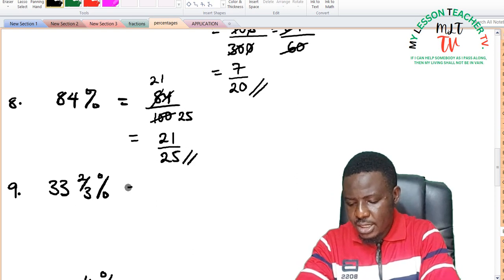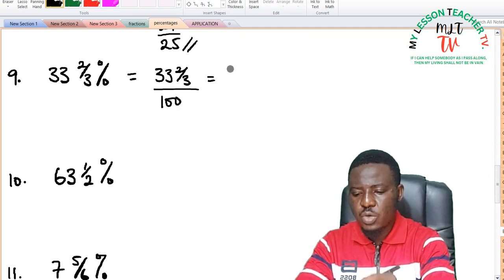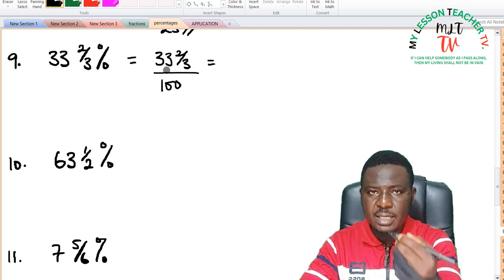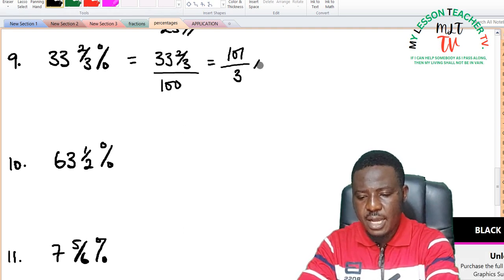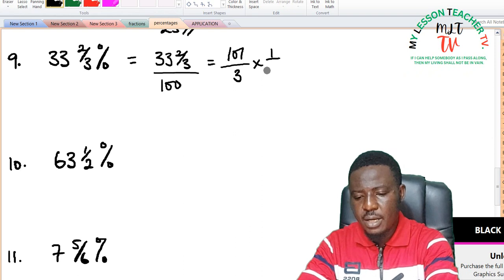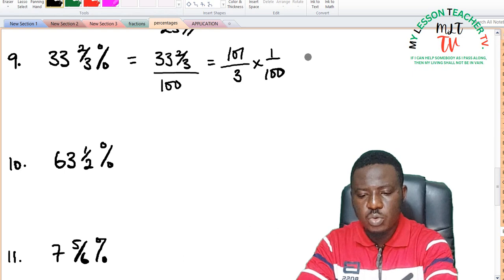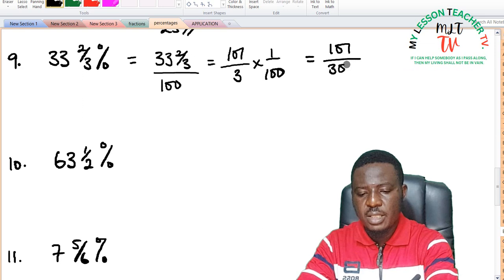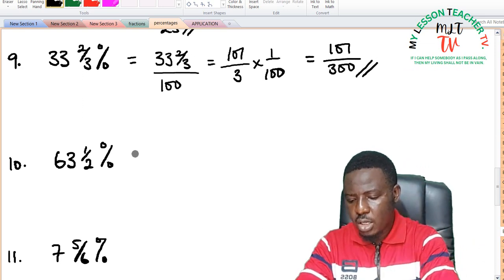For question number 9, this is equal to 33 2/3 over 100, which is said to be equal to 33 times 3 is said to be 99. 99 plus 2 is 101. 101 divided by 3 times 1 divided by 100. So when you simplify this, this is said to be equal to 101 divided by 300. And I doubt if there's any factor that can simplify this further.